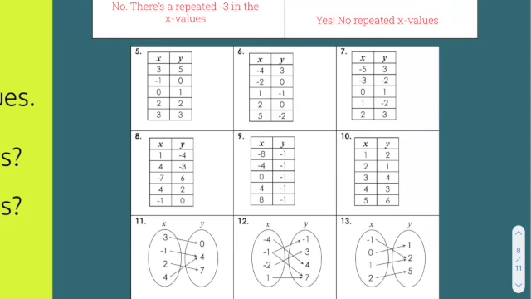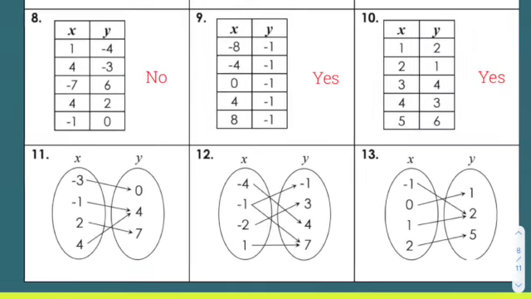I'm going to ask you to stop a minute and just scribble down on your piece of paper which ones you think are functions or not, and then we're going to check. All right? So number 5, 6, 7, 8, 9, 10, here we have our answers. Number 5 is not a function because 3 is repeated. Number 6 is a function because the x values don't repeat. 7 is, 9 is, 10 is, 8 is not because we have 4 and 4 in the x values.